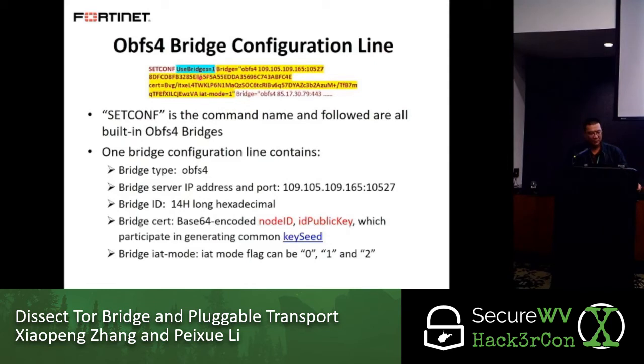Each item of them starts with Bridge equals. Then obfs4 here tells the bridge type. It could be obfs3 and so on. The next is the bridge IP address and port, which obfs4proxy will connect to. The second item is the bridge's unique ID, which is a long hexadecimal byte string. The value of cert is the base64 encoded node ID and ID public key of the bridge, which participate in generating a common key seed. I'll elaborate on it next.